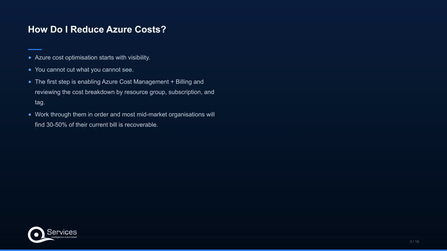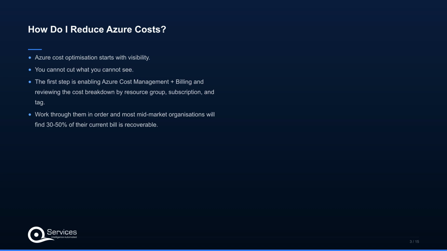Next up, how do I reduce Azure costs? Azure Cost Optimization starts with visibility. You cannot cut what you cannot see. The first step is enabling Azure Cost Management plus billing and reviewing the cost breakdown by resource group, subscription, and tag. Once you have that baseline, the 9 levers below give you a systematic path through the biggest saving opportunities, ordered roughly from fastest wins to longer-term structural changes.